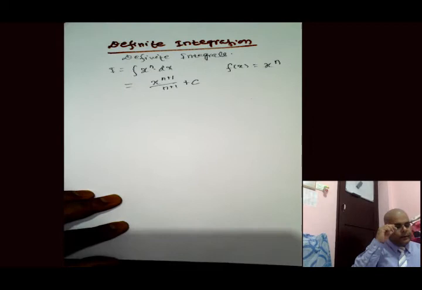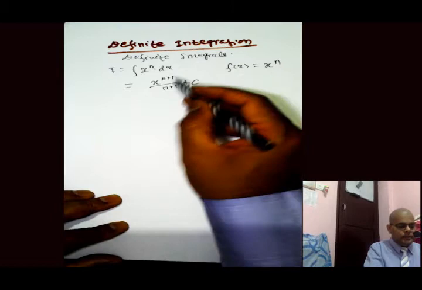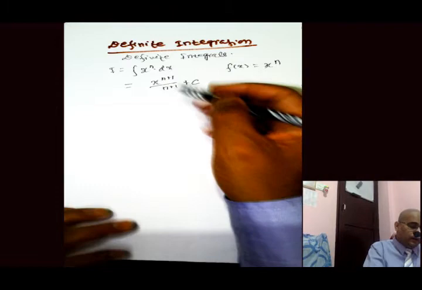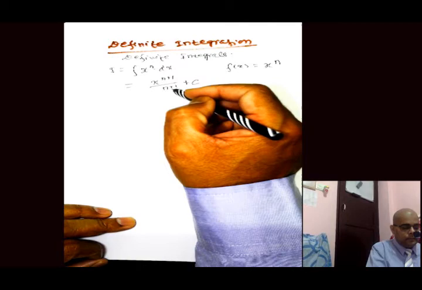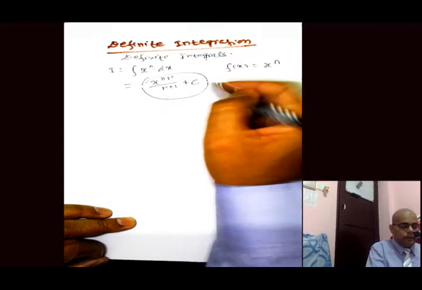Differentiation is also called derivative, and integration is also called antiderivative. That means the antiderivative of x^n dx is x^(n+1) by n+1 plus a constant term. So when you take the differentiation of this term, your answer must be x^n. So let's check it.